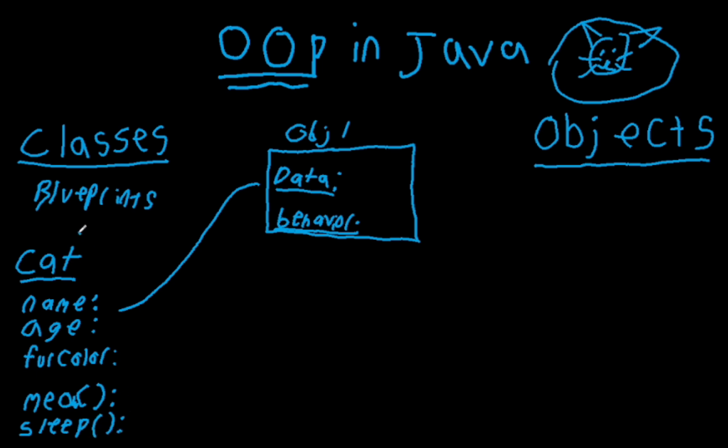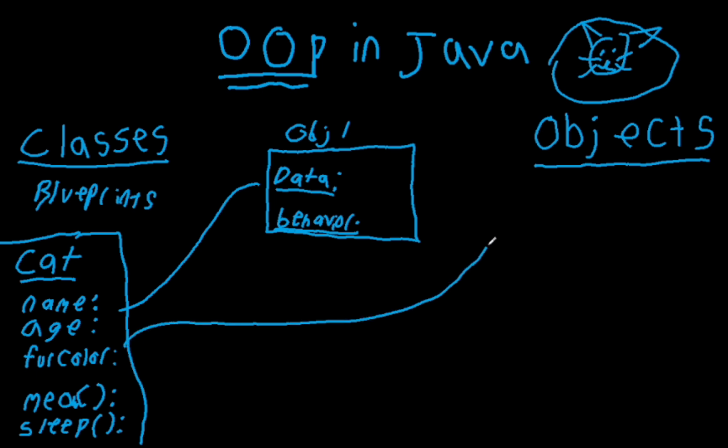Classes are these blueprints, and they say, hey, if you want to create a cat object, it's going to have to contain this information. Our cats are going to have names, ages, and fur colors. Our cats are going to be able to meow, and our cats are going to be able to sleep. So we're containing all of this inside of what we're going to eventually make an object. But this is our blueprint for the object. It tells us what information we need about the cat and what the cat is going to be able to do.